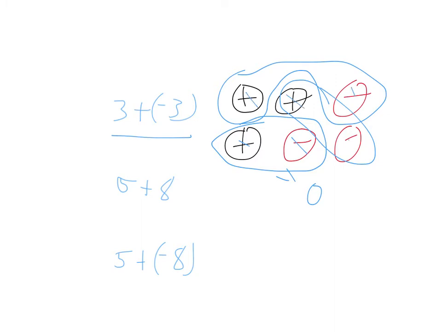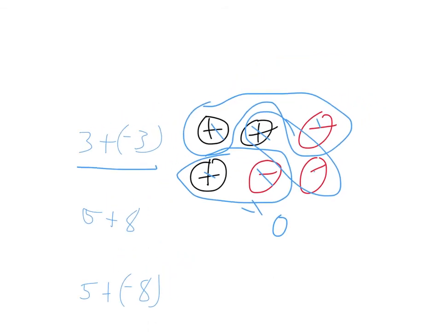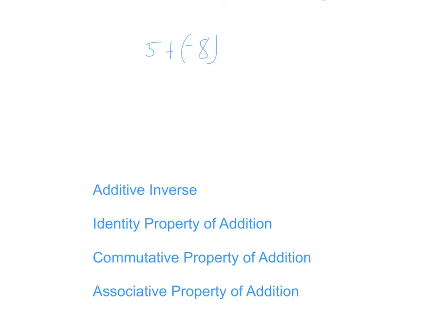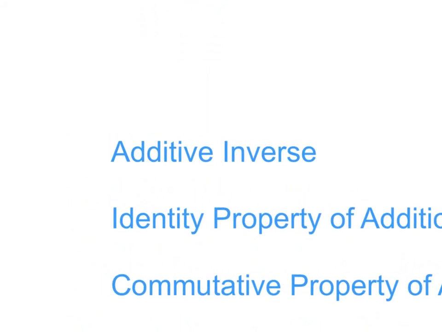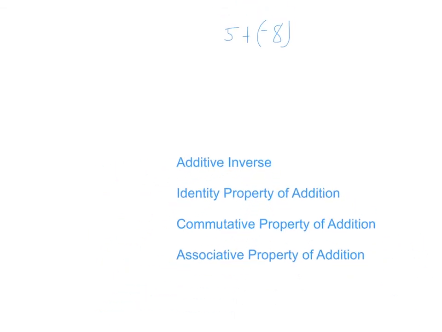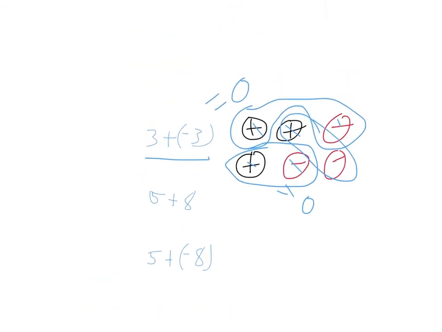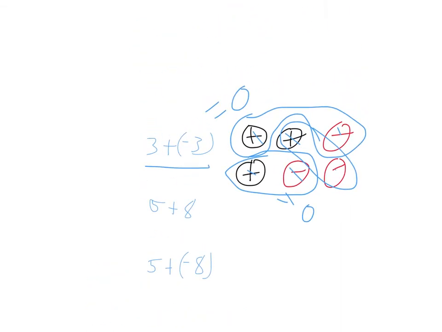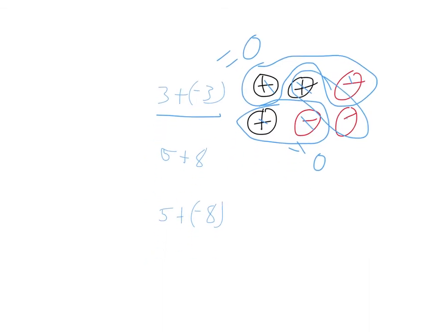So our sum here in this case is actually 3 plus negative 3 is equal to 0. And that's what we call the additive inverse. Right here, the additive inverse property of addition is when you add two numbers with the same absolute value, but one is positive and one is negative, you get 0. In this case, 3 and negative 3 would both be the absolute value of 3, and when you add them together, you get 0. Now we do 5 plus 8, and this is kind of like, oh, this is easy.